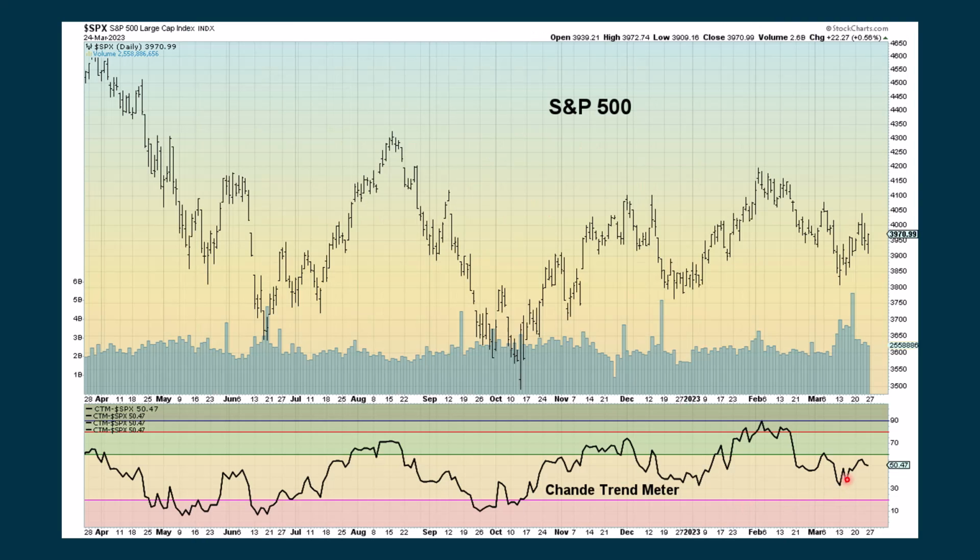The Sean trend meter is pretty much neutral right now. It's declining a little bit. We really pay attention to this when it gets really high or really low.